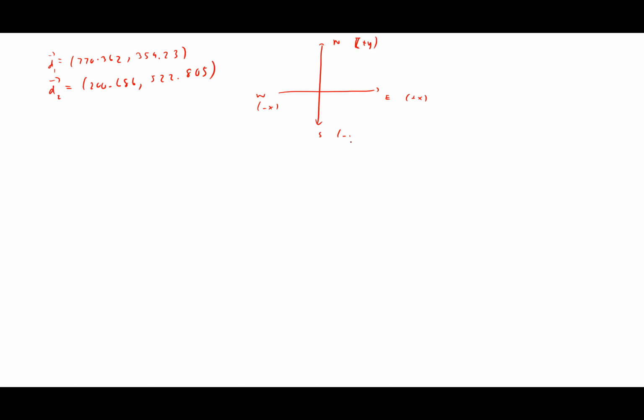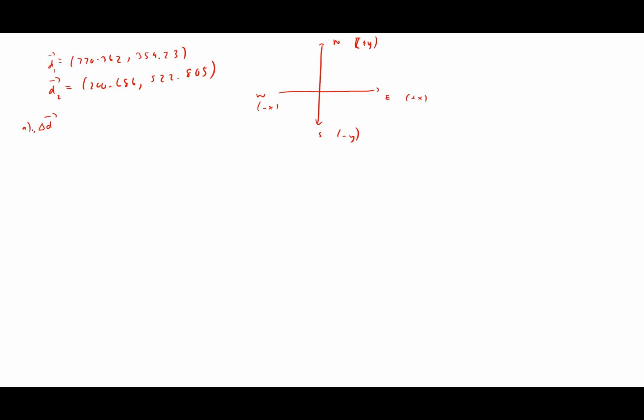Okay, so we had the initial position D1 was 770.362 and 359.23. And the final position D2 here was 200.686 and 522.805. Right, and you can imagine that this is going to be in the form of east is positive x, west is negative x, north is positive y, and south here is negative y. Okay, so you want to think of it like that, and we drew out the directions associated with that, and when you write it in component form, you want to find the displacement.